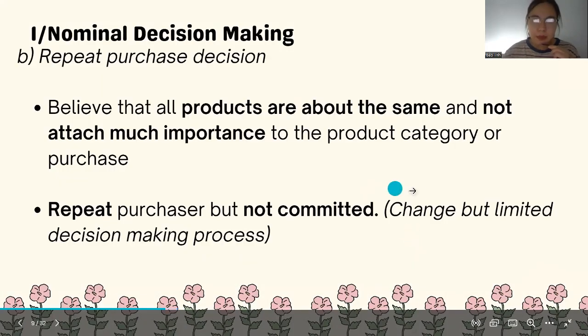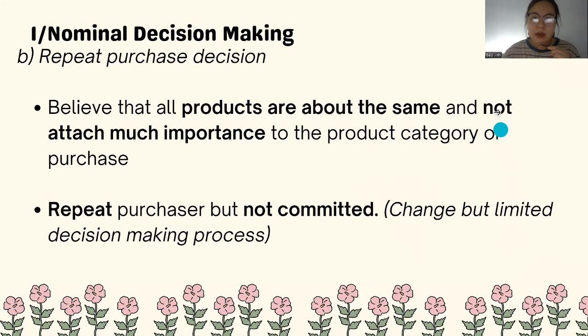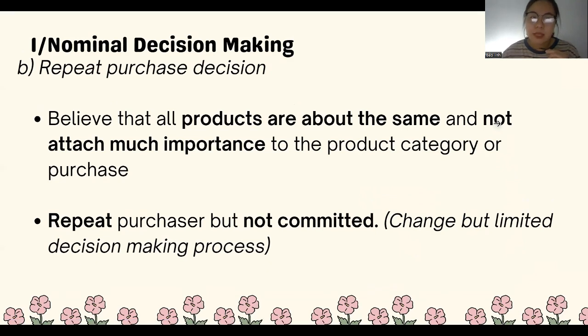The next one is repeat purchase decision. This is when consumers believe that all products are about the same and the product category or purchase is not that important. Like toothpaste, you just think that many kinds of toothpaste are the same. So it is not really different which brand you choose, you just want to buy the cheapest or something like this. This is a repeat purchase but not committed. Sometimes you change just because you think the old brand is boring.